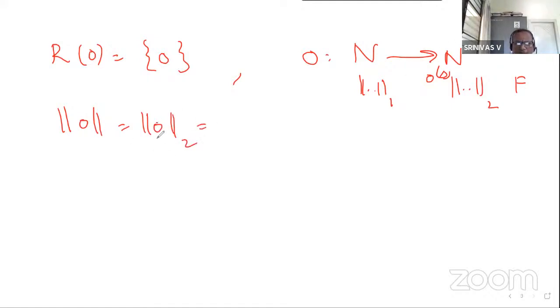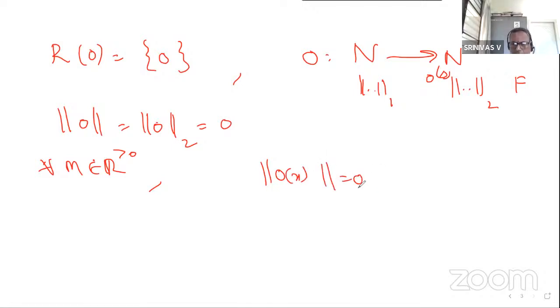The norm of the 0 element is 0 always. So if you take a positive number m, you have the norm of 0 of x is equal to the norm of 0, which is equal to 0. This is less than m.